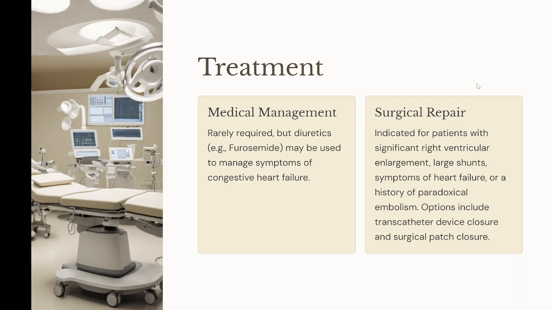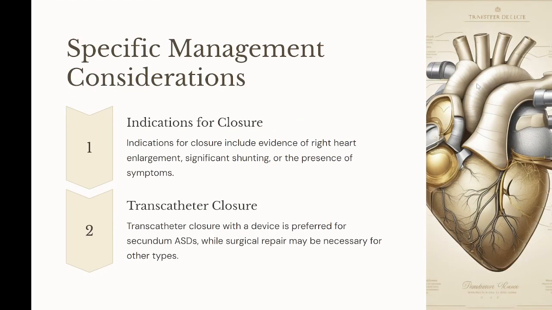Treatment: medical management is rarely required, but diuretics, e.g. furosemide, may be used to manage symptoms of congestive heart failure. Surgical repair is indicated for patients with significant right ventricular enlargement, large shunts, symptoms of heart failure, or a history of paradoxical embolism. Options include transcatheter device closure and surgical patch closure. Specific management considerations: indications for closure include evidence of right heart enlargement, significant shunting, or the presence of symptoms. Transcatheter closure with a device is preferred for secundum ASDs, while surgical repair may be necessary for other types.